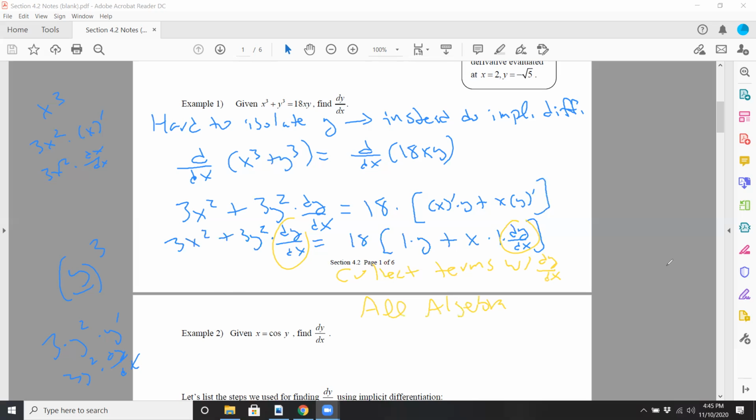So I'm going to distribute the 18 on the other side. 18y plus 18x dy dx. Put a little times symbol there. And you've got 3x squared plus 3y squared times dy dx. So there's two terms that have dy dx. Let me get a highlighter out here for you.